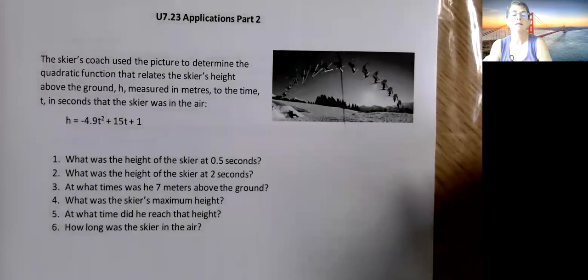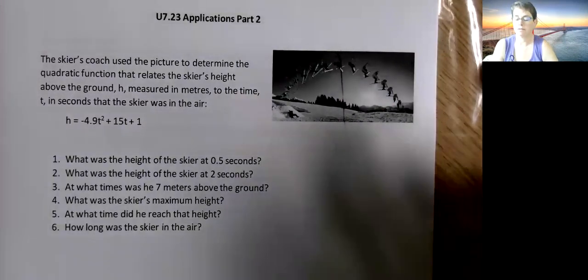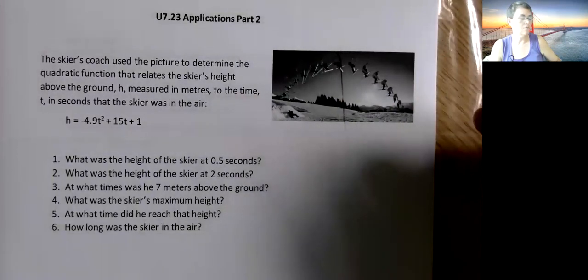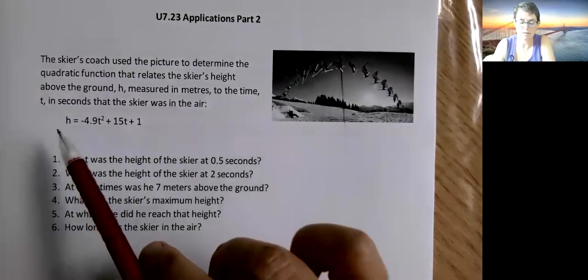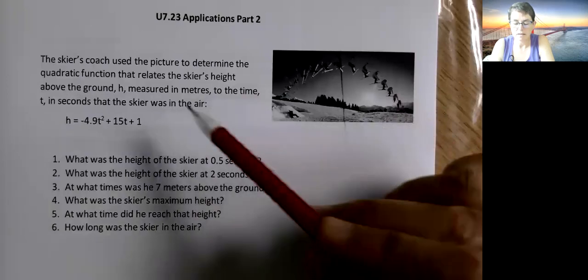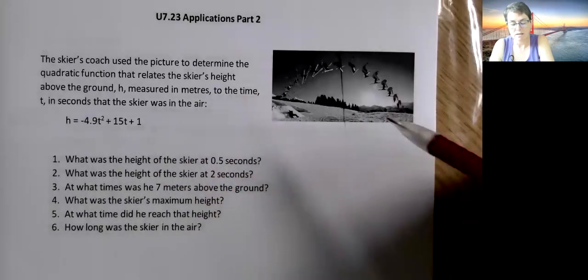So in this case, the skier's coach used a picture, this one, to determine the quadratic function that relates the skier's height above the ground, h, measured in meters, to the time in seconds that the skier was in the air.